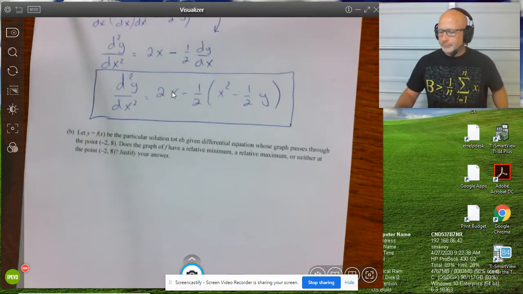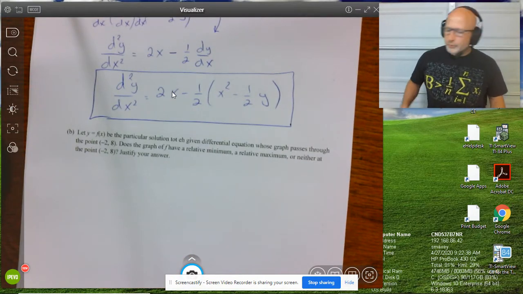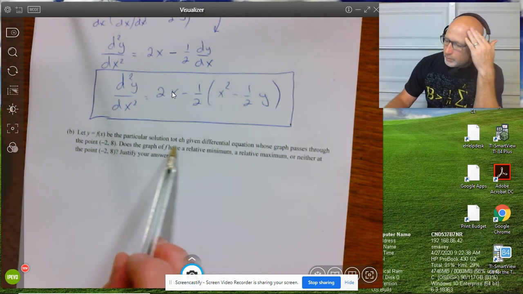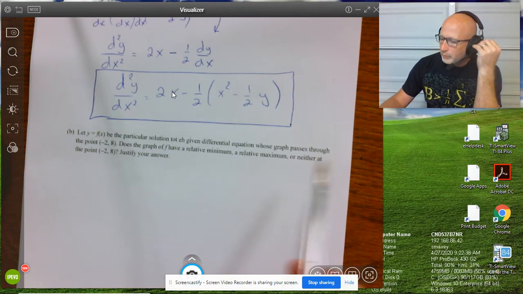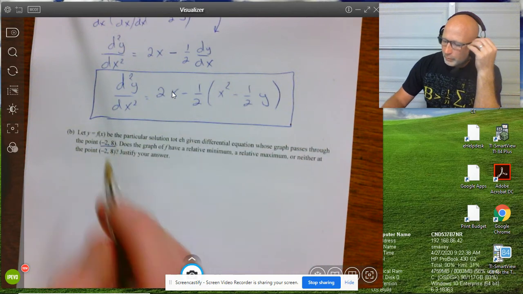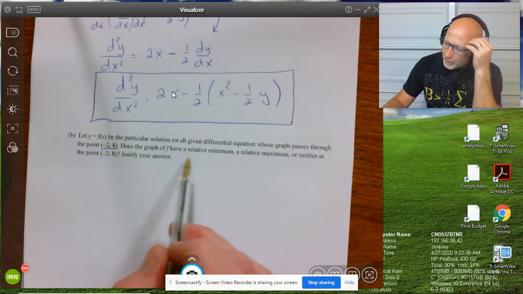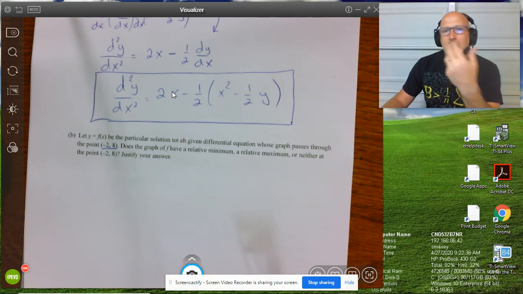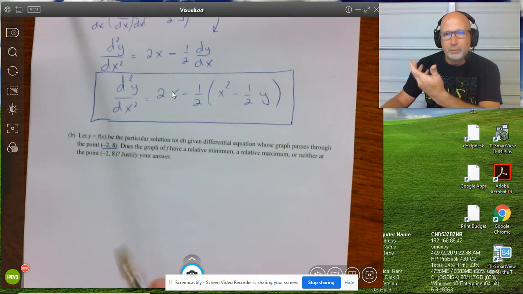Of course, you can distribute, you can do some things, but we'll leave it like that. Okay, so this one's tricky. Let y equals f of x be a particular solution to the given differential equation whose graph passes through the point (-2, 8). Does the graph of f have a relative min, relative max, or neither at (-2, 8)? Well, how do you figure this out?